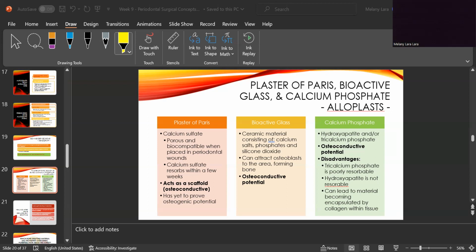Okay. So tricalcium phosphate is poorly resorbed. Hydroxyapatite is not resorbable at all. So basically, when they place this material in, it's not going to resorb away. And the bummer of that is that it can lead to the material actually becoming surrounded by collagen and causing issues within the tissue. And so because of that, we're not super fond of utilizing the calcium phosphate. And we don't want to see tissue issues in the tooth long term because it's hanging out under different gums.